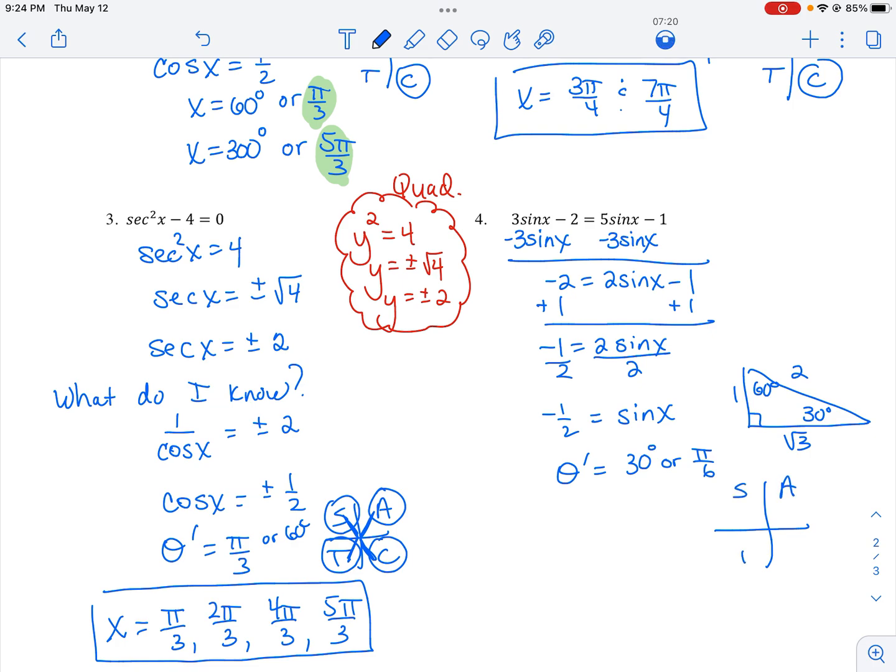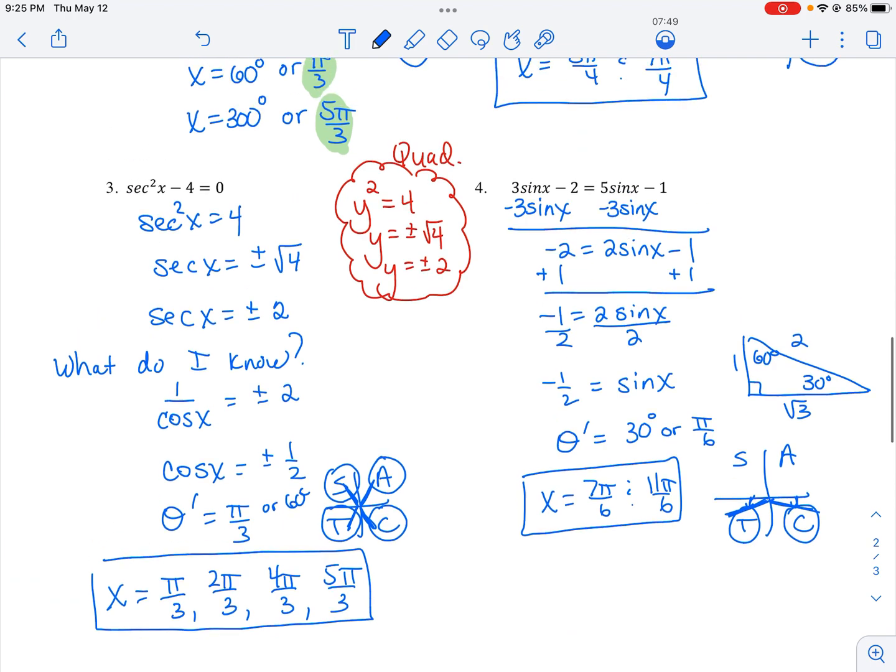All students take calculus using Roman numerals. What are the 2 quadrants that sine is negative? If you said third and fourth, you're correct. So if I know my unit circle, that's 7 pi over 6 and 11 pi over 6. You could change these to degrees and then do 30 degrees into the third quadrant and 30 degrees away from a full rotation.